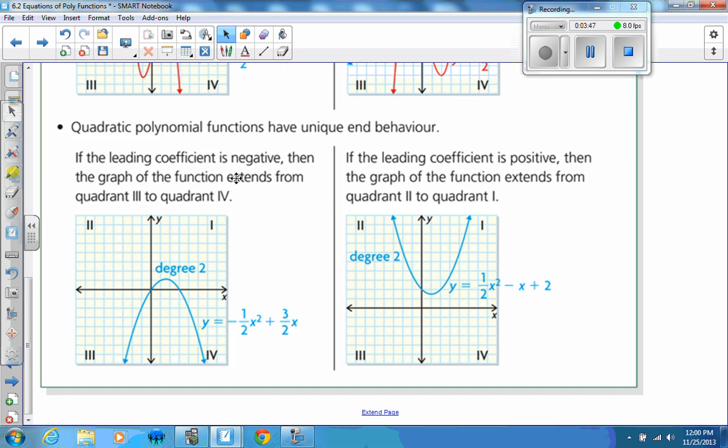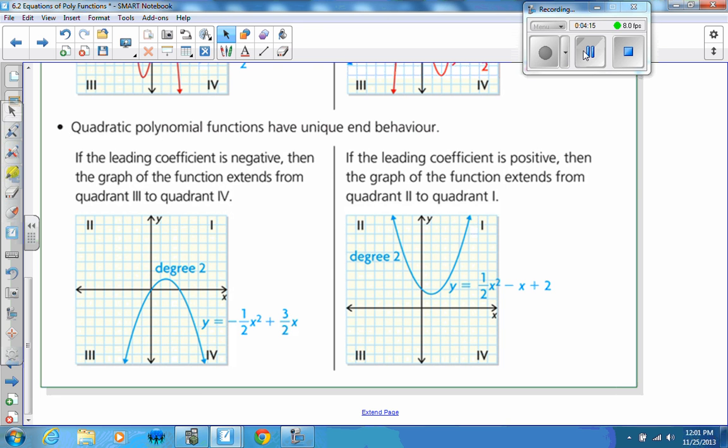If the leading coefficient is negative, the graph extends from quadrant 3 to 4. So you learned last year, if this is a negative number, your parabola is upside down. So you have a maximum, and it starts in 3, and it ends in 4. If it's a positive leading coefficient, you know that your parabola opens upward, so it'll start in 2 and end in 1, because you always want to go from left to right.